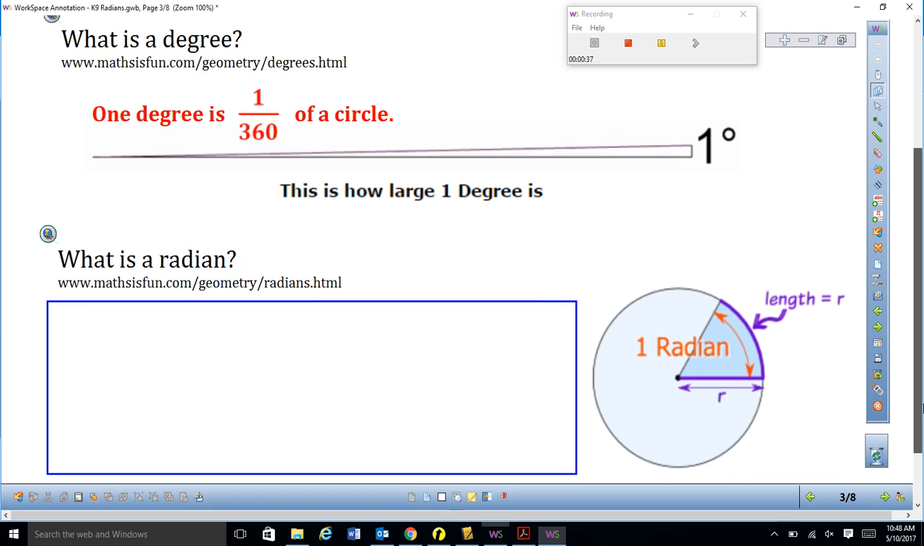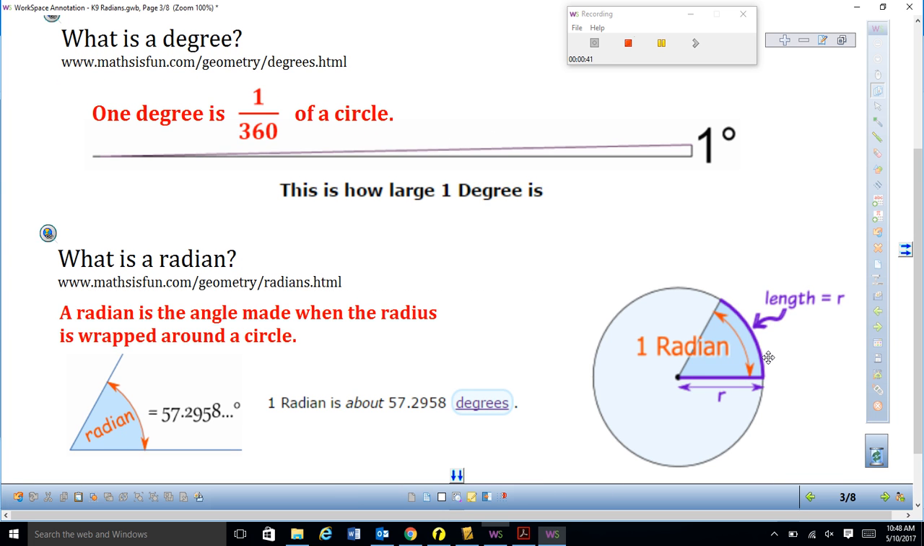Today we're looking at something new though. What is a radian? A radian is the angle made when the radius is wrapped around a circle. So it's another way of measuring angles, but we do measure it differently than degrees, and we'll talk about how we can find radians from degrees. So 1 radian is about 57.2958 degrees.